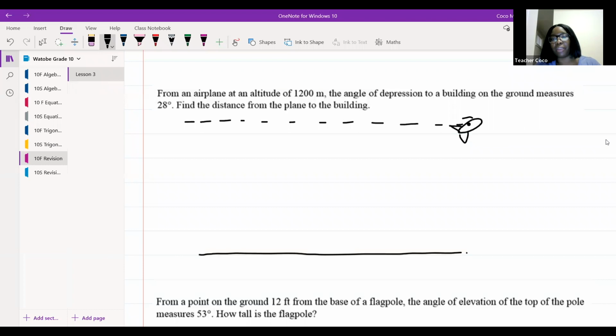guys, do not laugh at my plane, I beg. Okay, I tried, really, I tried.